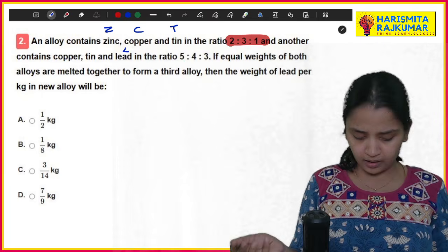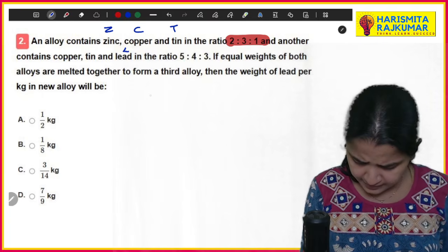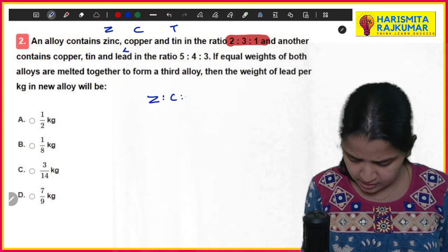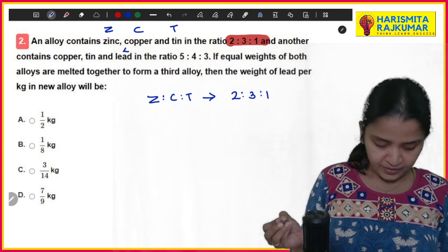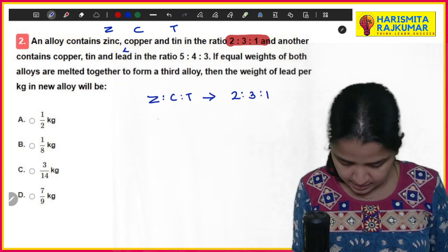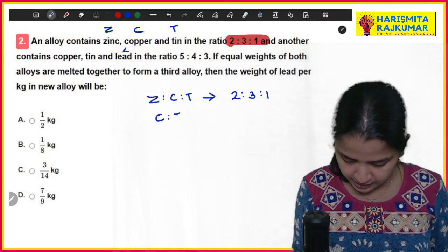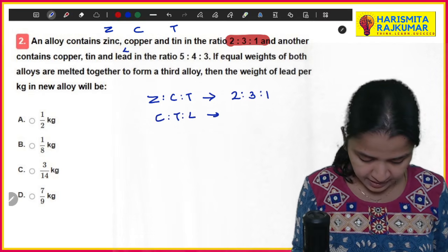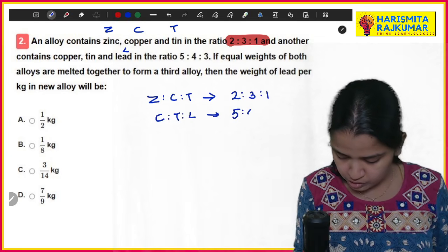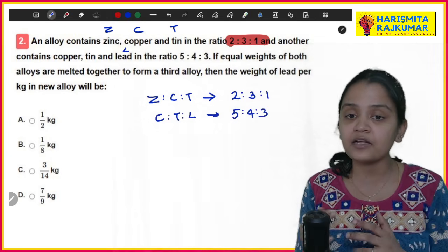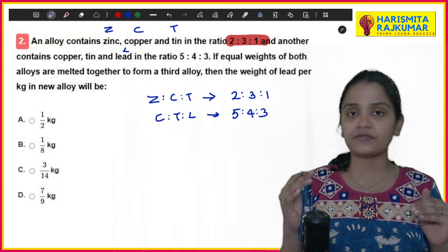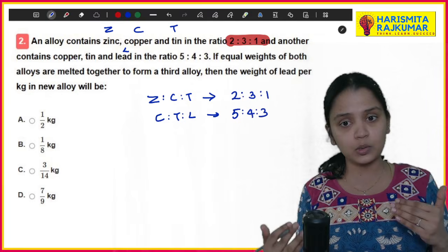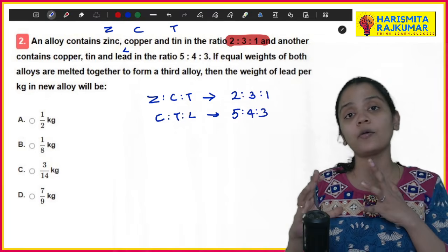When I combine, Z is to C is to T is 2:3:1, and copper is to tin is to lead is 5:4:3. Adding up the ratios, 2 plus 3 plus 1 is 6, and 5 plus 4 plus 3 is 12. So this composition is higher.